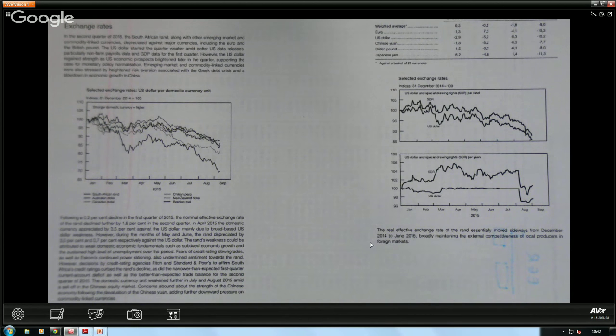The live streaming people, you can just look at that and write down the actual factors that they mention here that have affected, influenced the exchange rate.